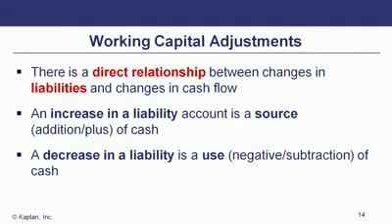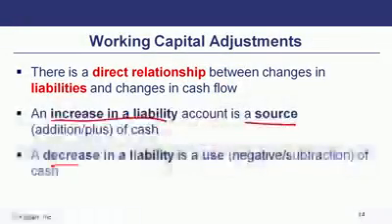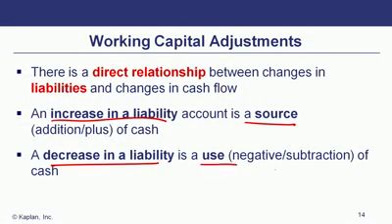All right, looking at the working capital adjustments, there's a direct relationship between changes in liability and changes in cash flow, meaning, let's say accounts payable is increasing. An increase in a liability is a source of cash. That means you're having expenses, but you're not actually paying cash for them. So that's not really hurting your cash flow. You're going to essentially add those back. A decrease in a liability is a use, or negative cash, meaning your accounts payable is falling. That means you're actually taking cash out of your pocket and paying off your accounts payable. That's cash going out.